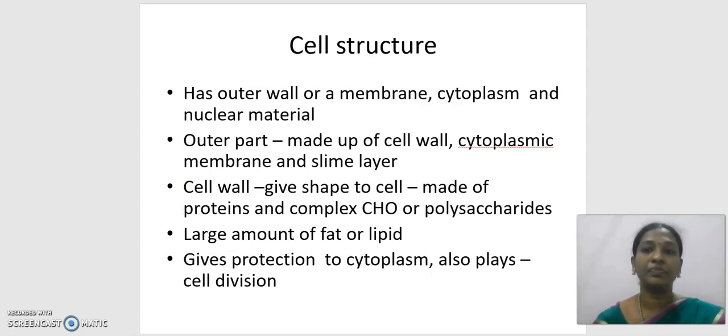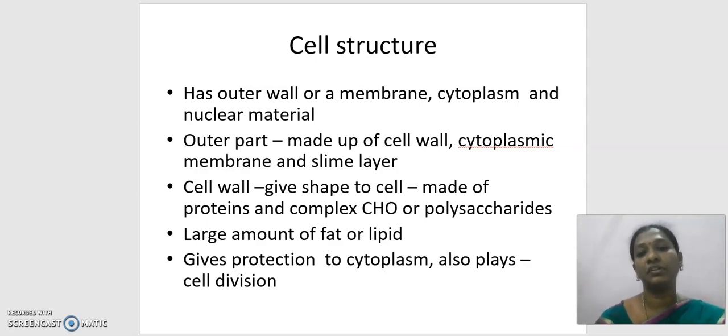Cell structure, we are going to see about the structure of cells. Now, what are the different parts of the cell? First, they have an outer wall or a membrane, cytoplasm, and the nuclear material. These three forms comprise the cell of the bacteria. The outer part is made up of the cell wall, cytoplasmic membrane, and slime layer. The cell wall is the most important part of the cell, which gives the shape to the cell.